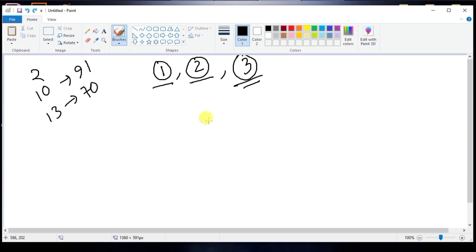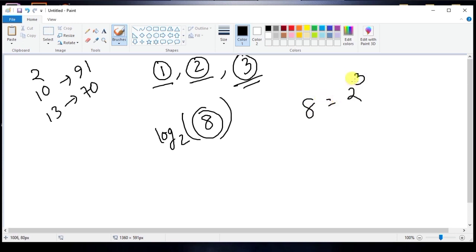So if I give you a value 8, and I ask you what is the value of log 2 of 8, what it will do is, 8 equals 2 to the power 3, right? So we'll get the answer as 3 here. So the answer will be 3.